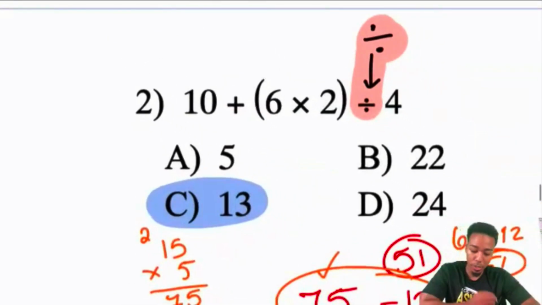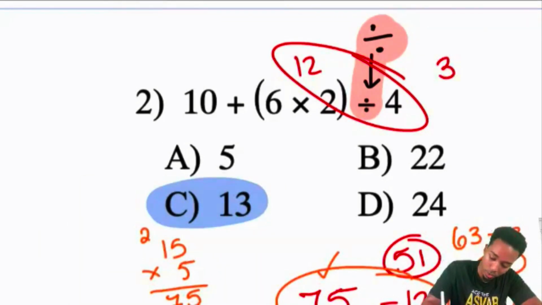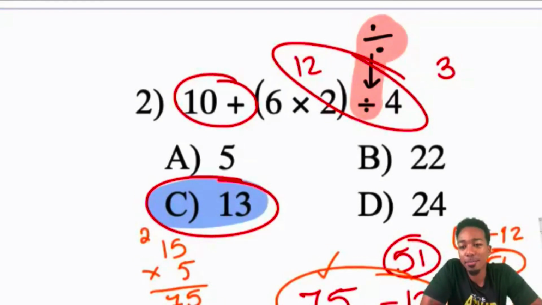Okay. This one over here for number 2, just to show you here, this was 12. 12 divided by 4 is 3. 3 plus 10, 13. Boom, right there.